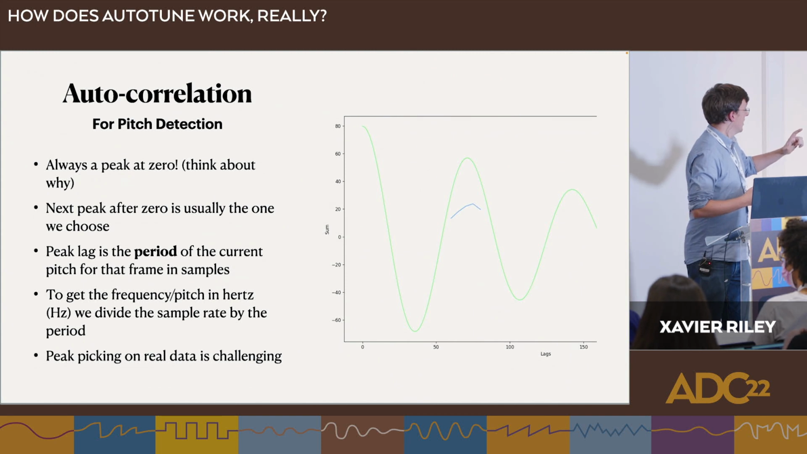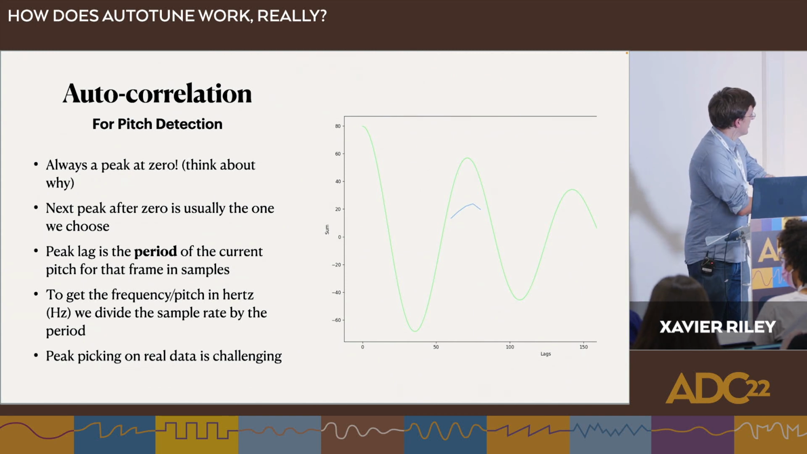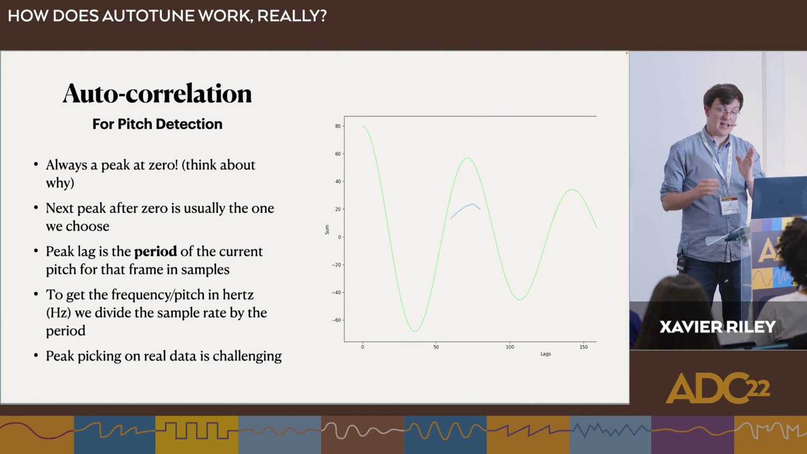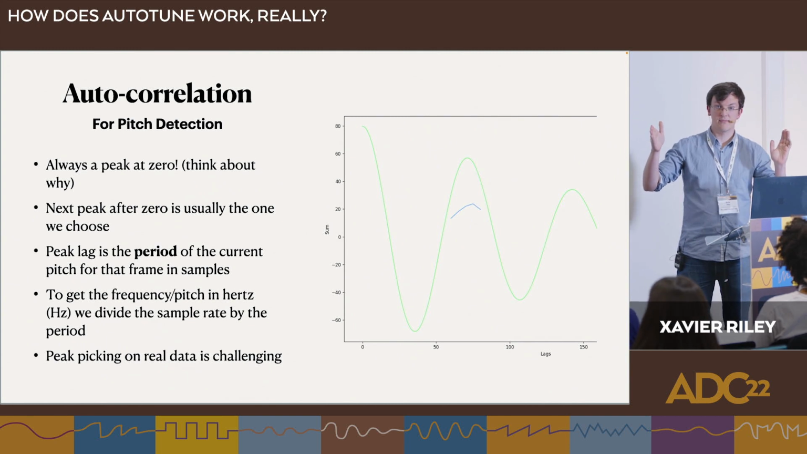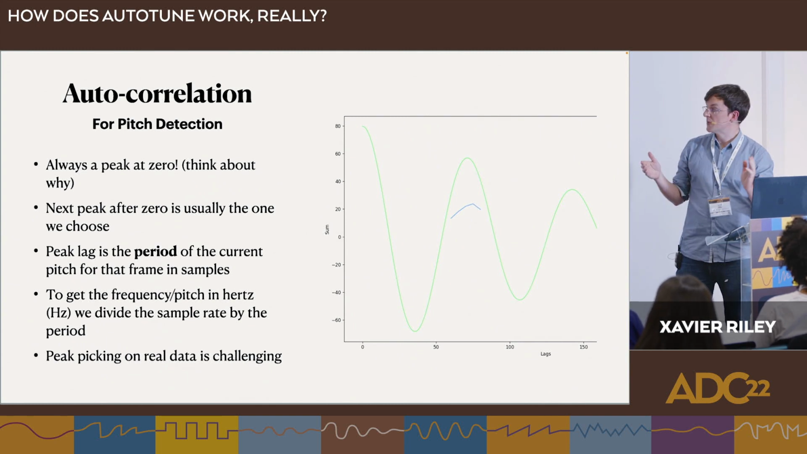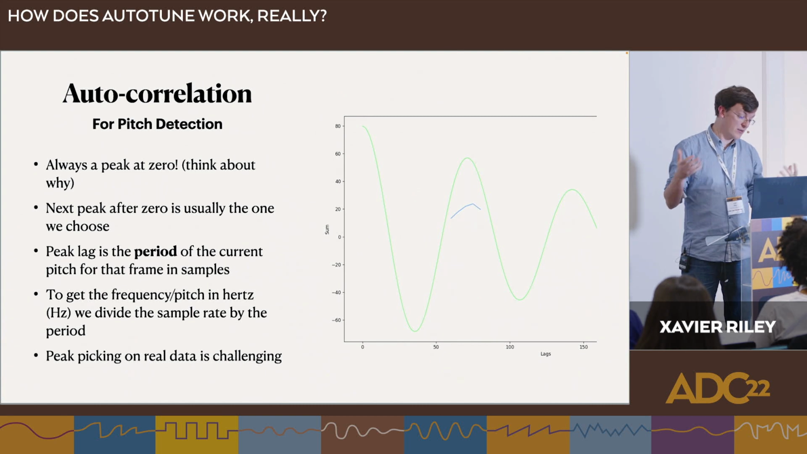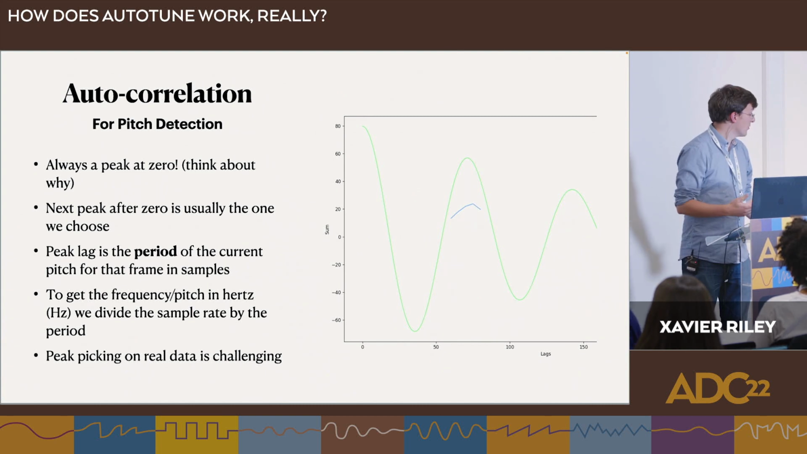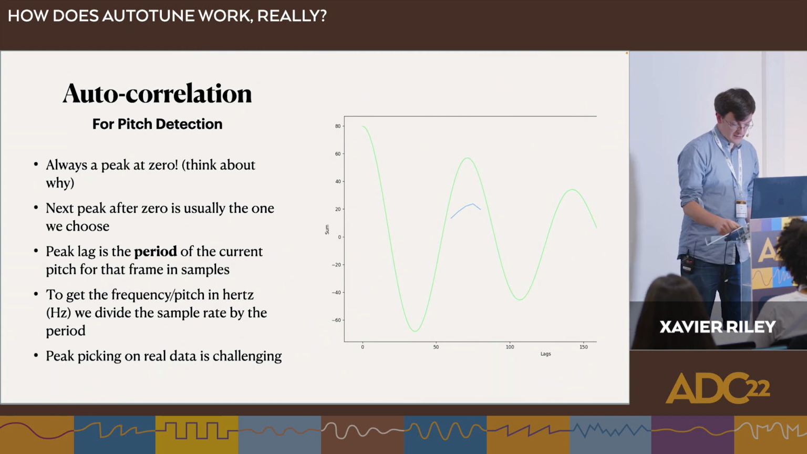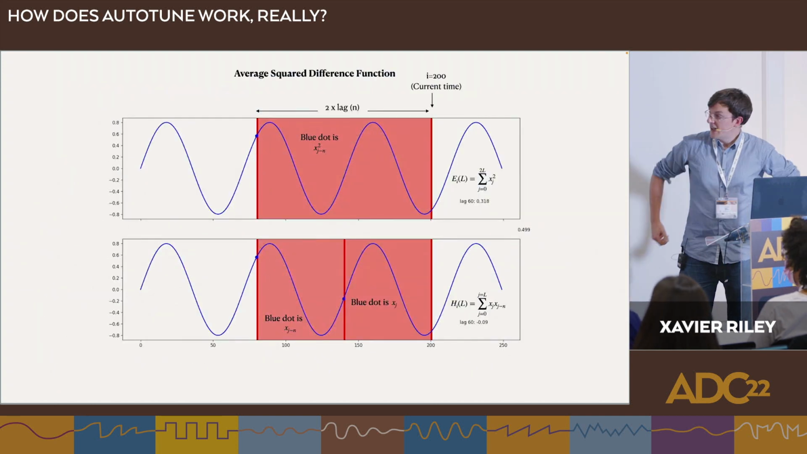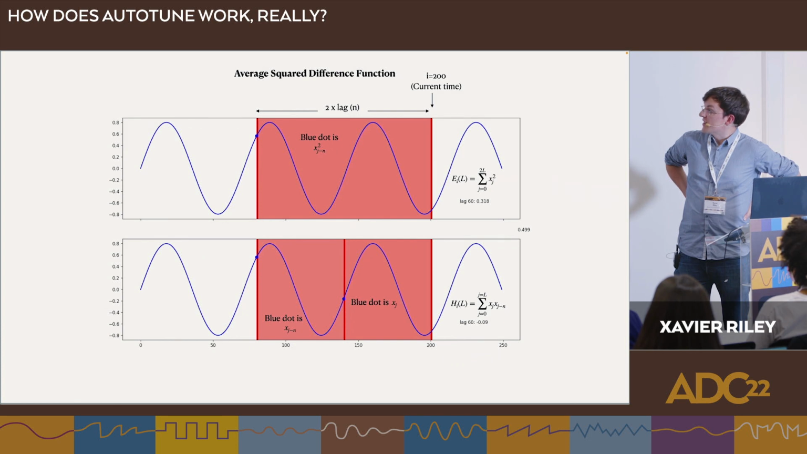When we talk about lags, we've got a peak. The chosen peak that we're going to have here is a lag of 70. That just means that it's 70 samples long is the period of the waveform. And so to get the frequency, we can divide the sample rate by the period and go back to a frequency in hertz. This is a toy example on a sine wave. Peak picking on real data can be challenging. I'll have an example of that in a second.